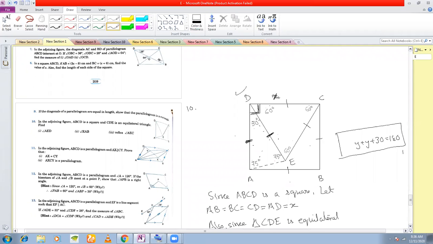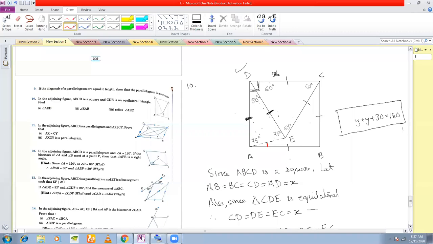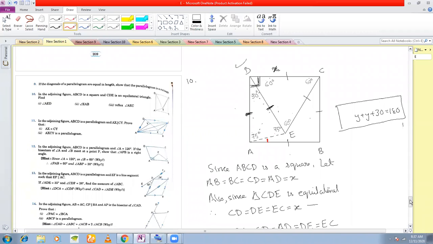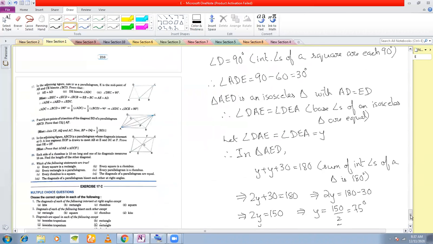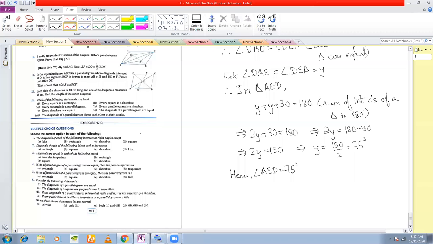The next question is find angle EAB. EAB means this angle they are talking about. So how much is this angle? This is a one line problem. 90 minus 75, 15 degrees, because angle A is 90 degrees. Therefore, angle EAB is 90 minus 75. So we will write that.